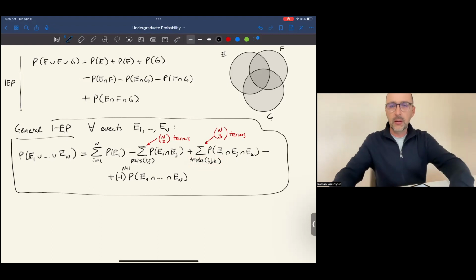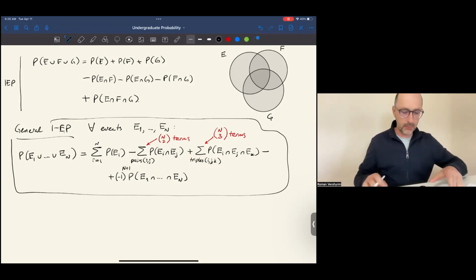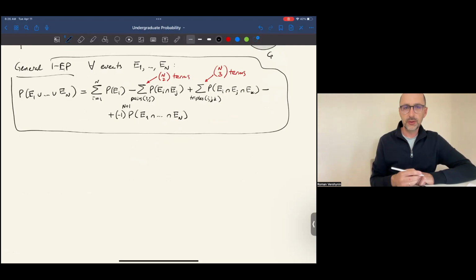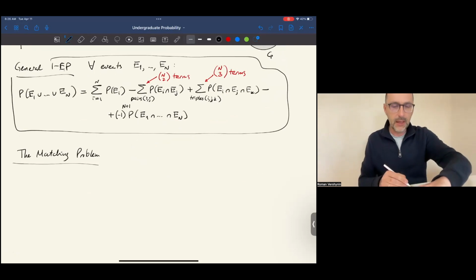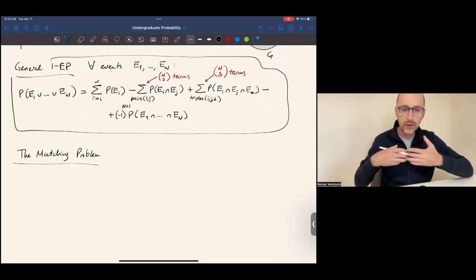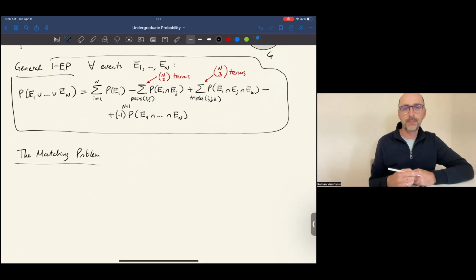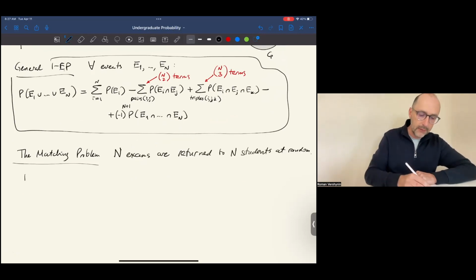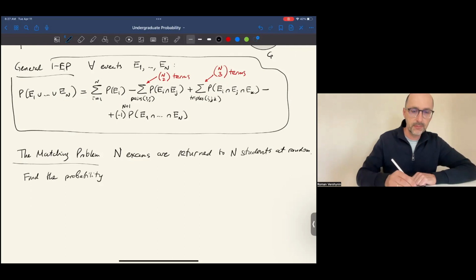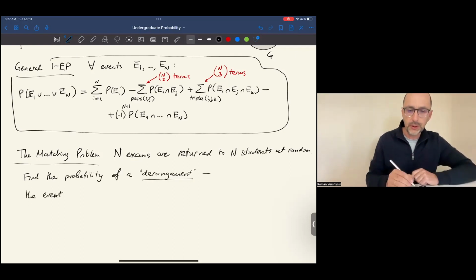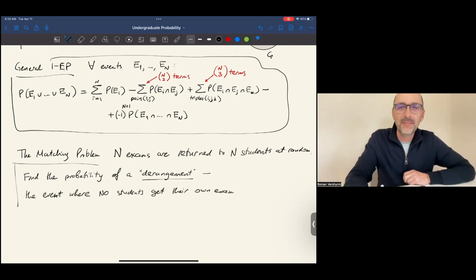Let's put our hands on an important problem of probability that illustrates the inclusion-exclusion principle, the matching problem. Imagine that we have n students in a class and we are returning the graded exams to them completely at random. Let's find the probability that no student gets their own exam. That situation is called a derangement, the event where no students get their own exam. Do you think it is likely that no student gets their own exam or unlikely?